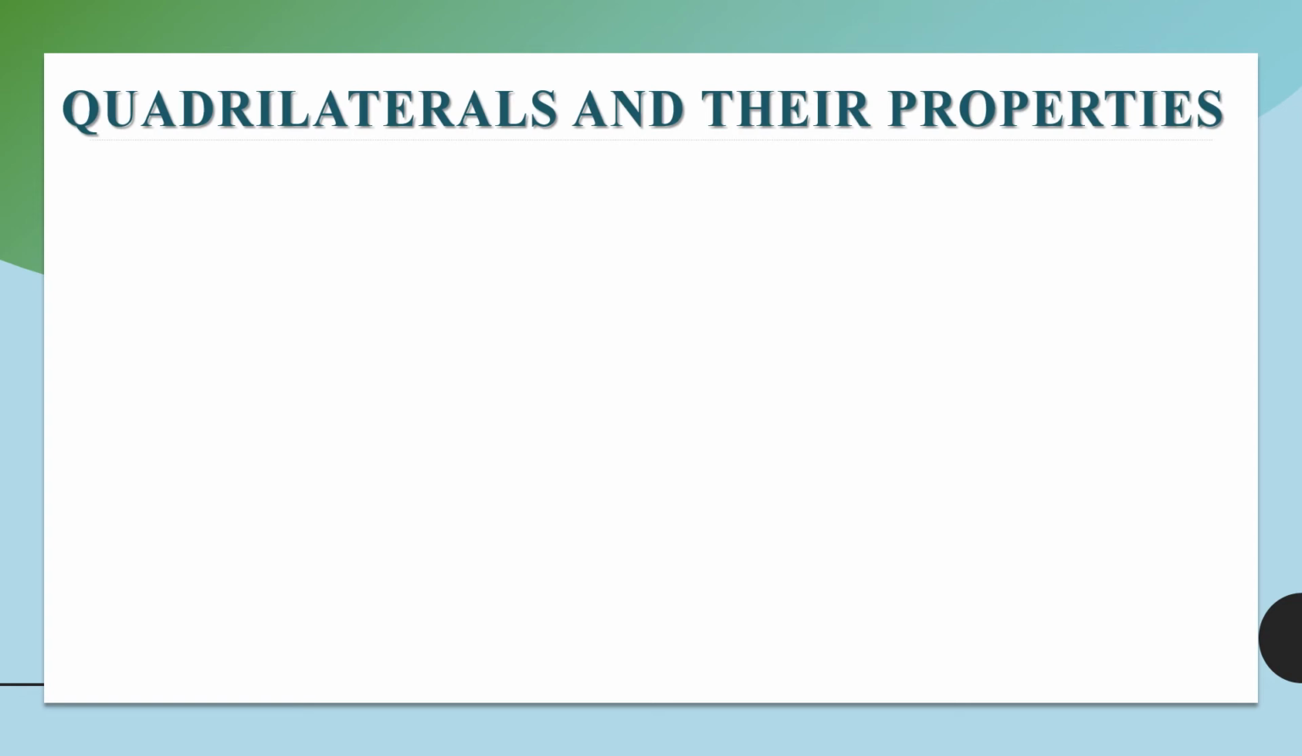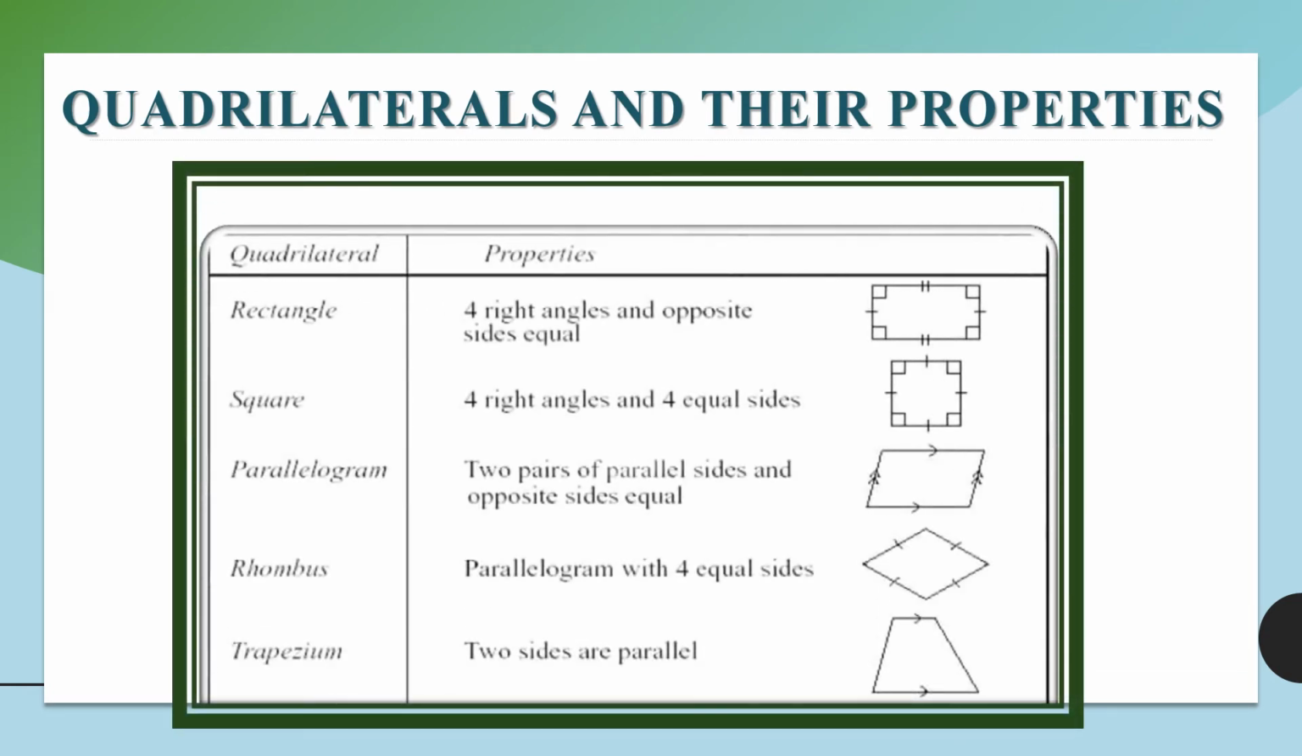Now let's know about the properties of quadrilaterals. In a rectangle, we have four right angles and opposite sides are equal. In a square, we have four right angles and four equal sides. In a parallelogram, we have two pairs of parallel sides which are of equal length. A rhombus is a parallelogram with four equal sides. A trapezoid has one pair of parallel sides.